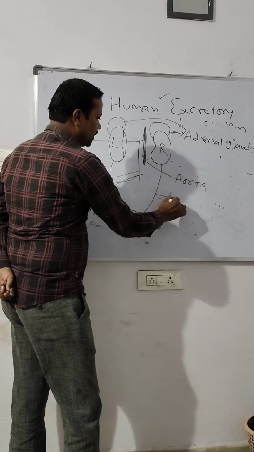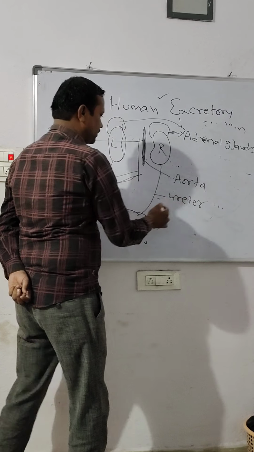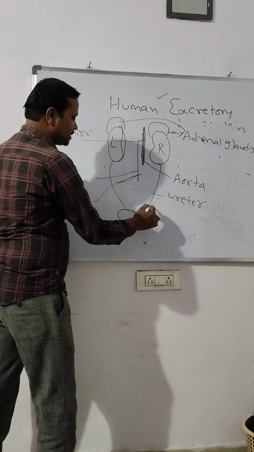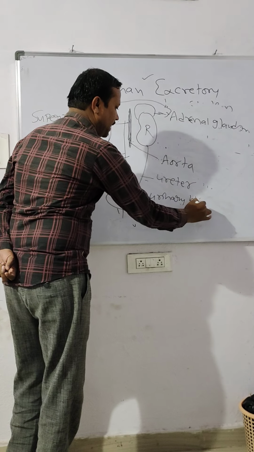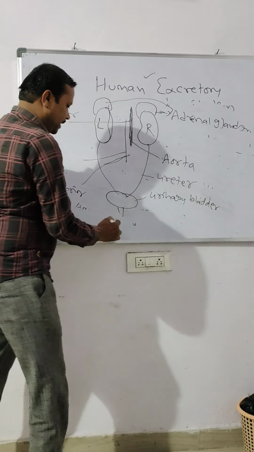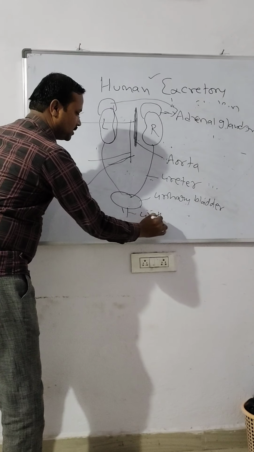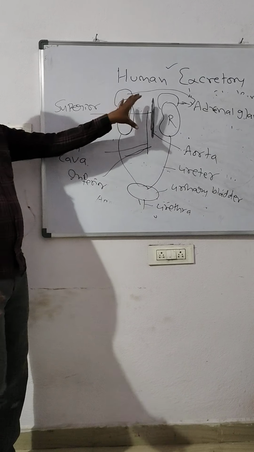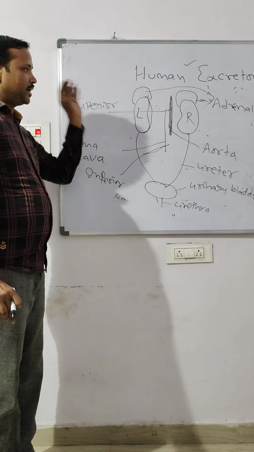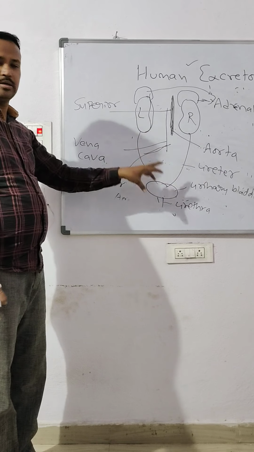And here is the ureter. The long tubes are called the ureter. And here is the urinary bladder. And here is the urethra. Okay, so these are the parts of the kidney system. Now let us explain one by one. What is this adrenaline and everything, I am going to explain here.